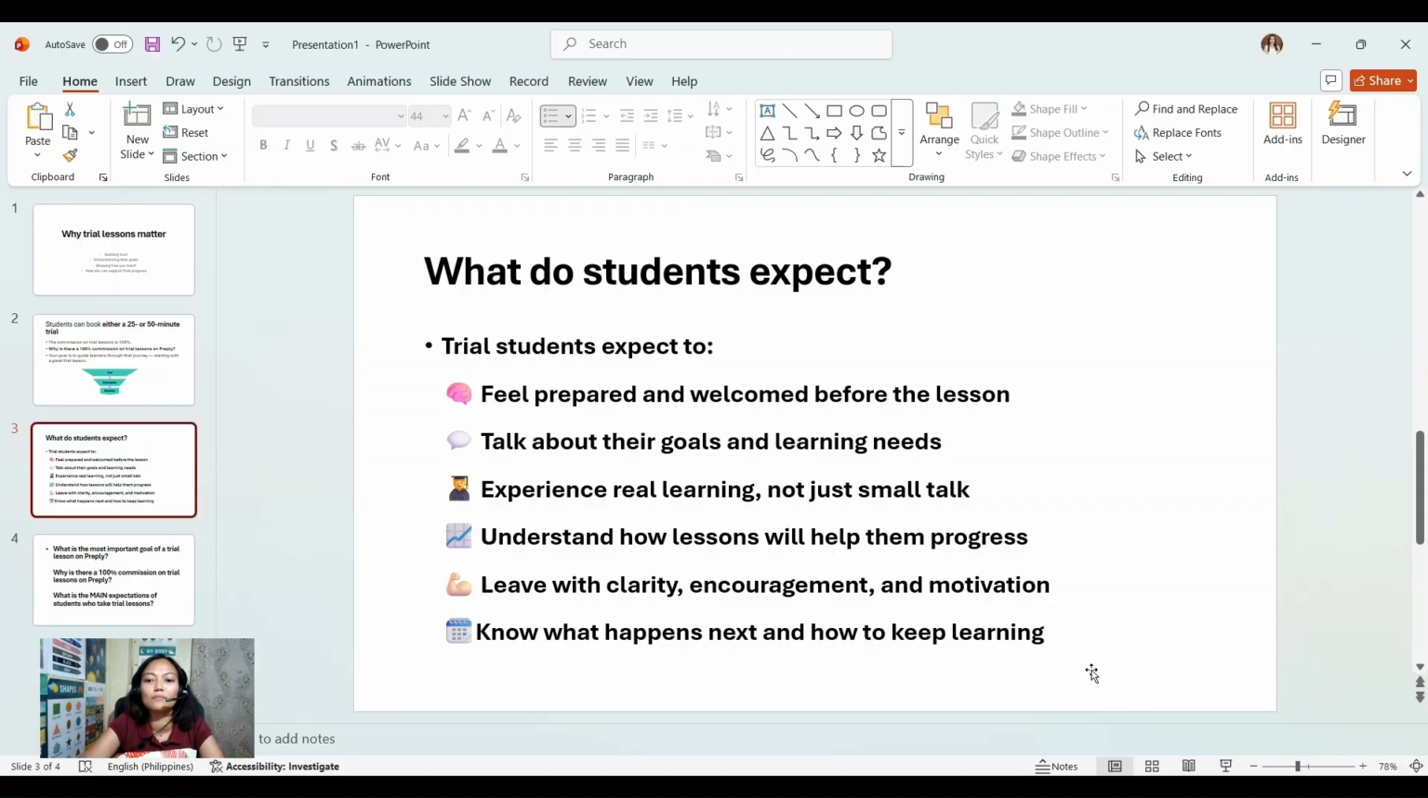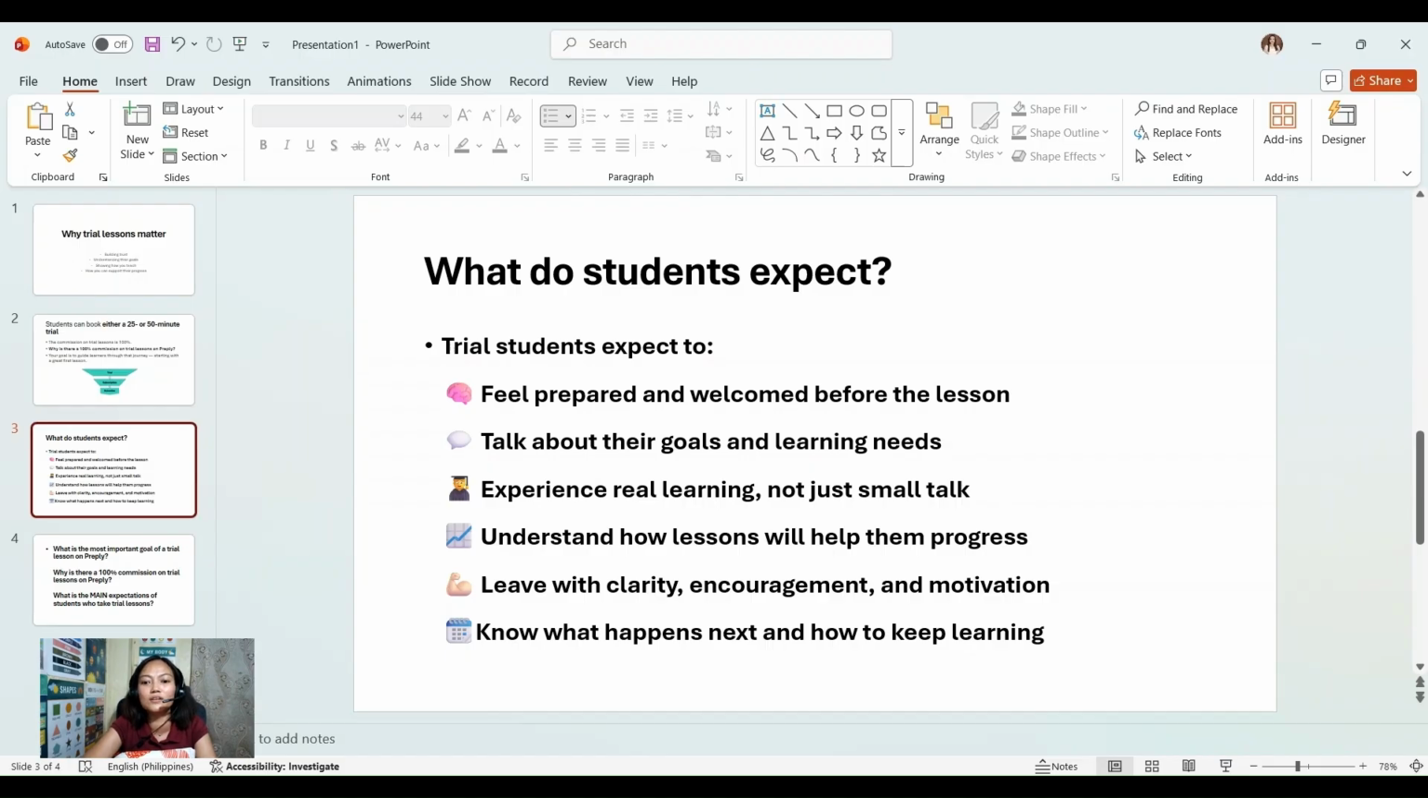Okay? Next is talk about their goals and learning needs. Do not also ask private or personal questions to your student. It's just a feeling weird. Ang imo buhaton sa imo trial lesson is that you have to talk their goals. Why are they there with you? What do they want to learn or improve? You should know their learning needs so that you'll also be able to tailor your lessons to their needs.